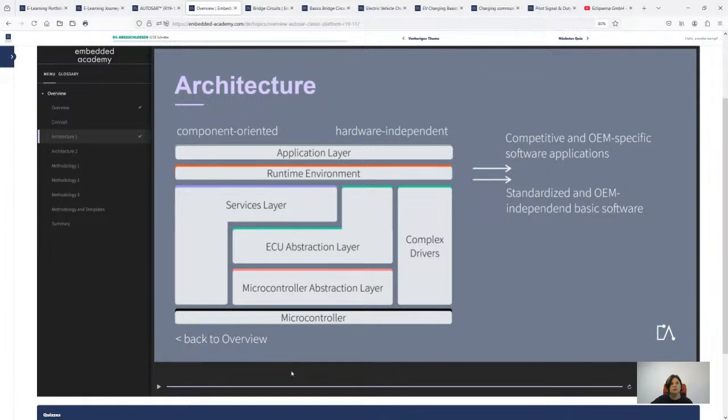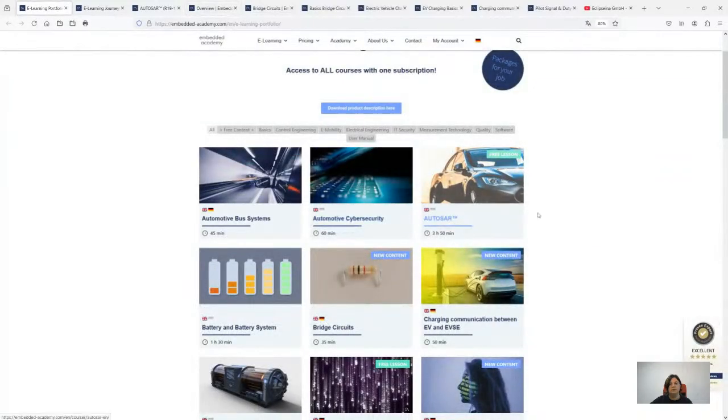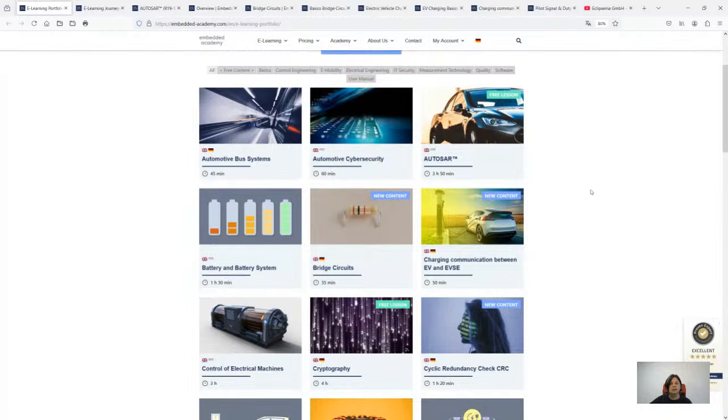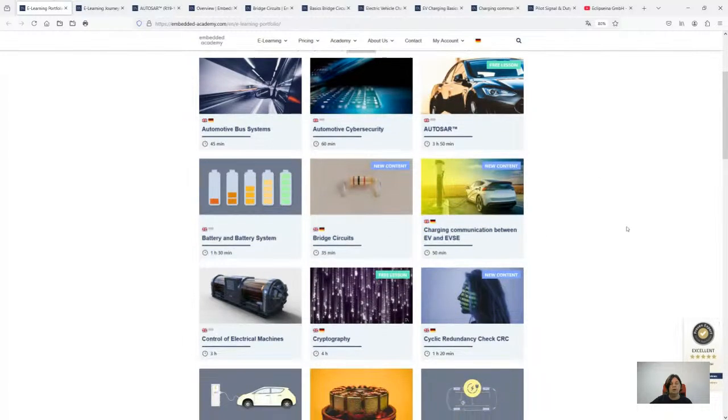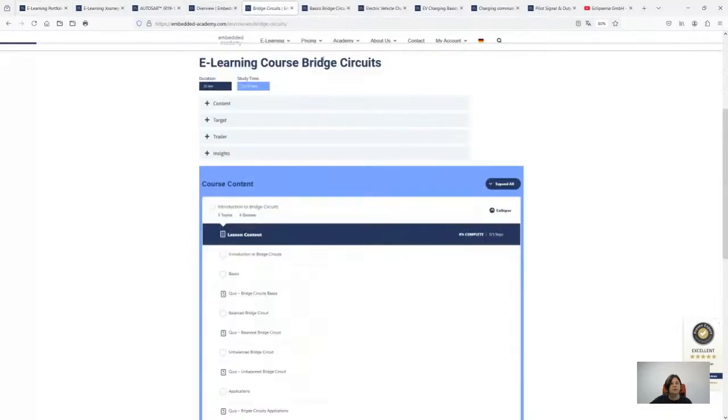So this was for the topic of AUTOSAR. So we've been here. Next news are in bridge circuits, where we enhanced the course by application examples. So I will go into bridge circuits on the page.